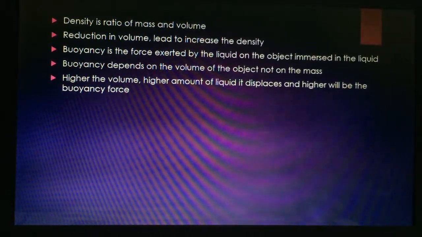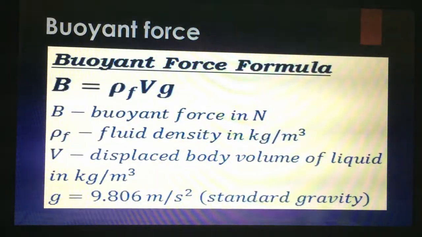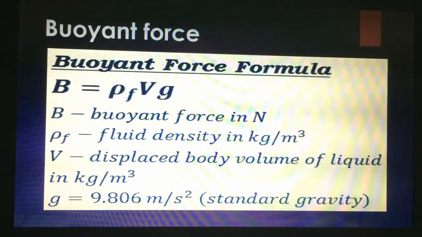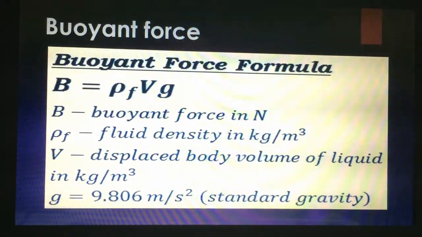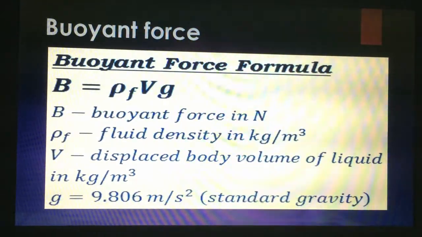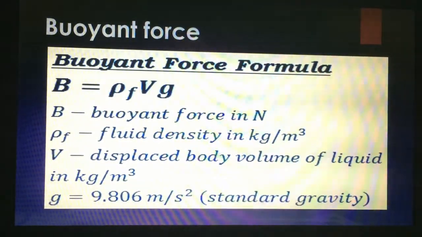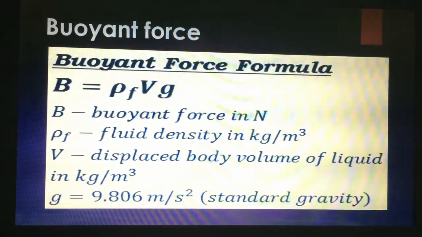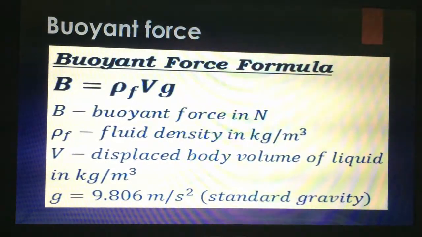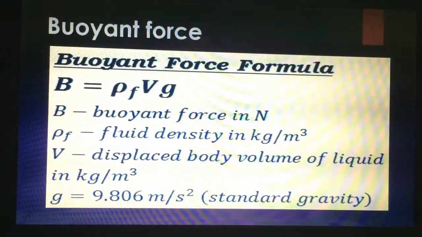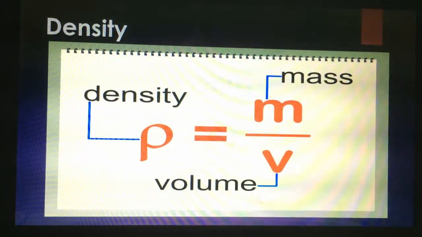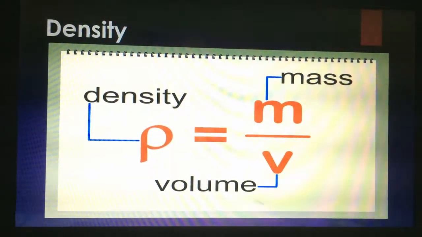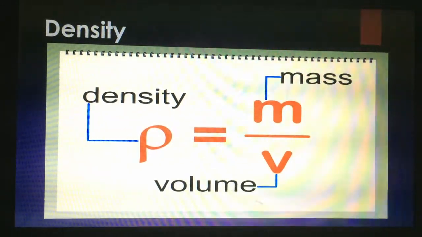Let's take a look at the buoyancy force formula. B equals rho F, the fluid density, times V, the displaced body volume, times g, standard gravity. We notice that in this formula there is a volume, and the density formula, rho equals mass over volume, also has a volume.